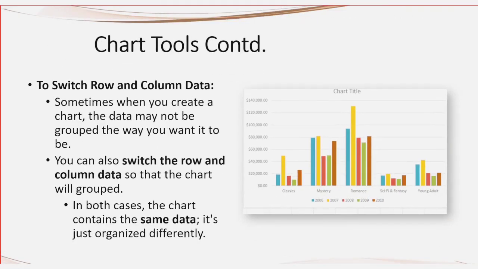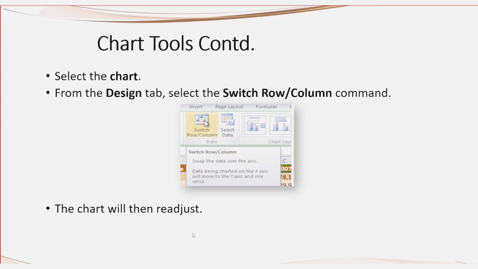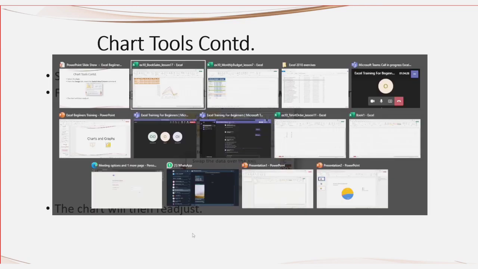So now chart 2. To switch rows and column data: sometimes when you create a chart, the data may not be grouped the way you want it to be. So you can also switch the row and column so that the chart will be grouped. In both cases, the chart contains the same data, it is just organized differently. Now let's go and switch rows and column in the design tab.